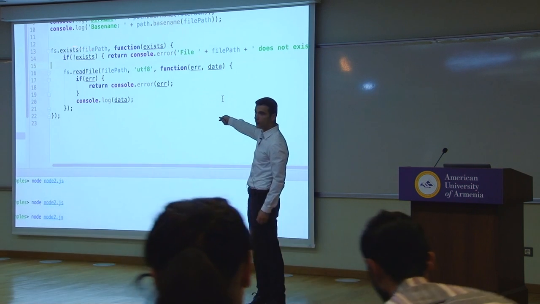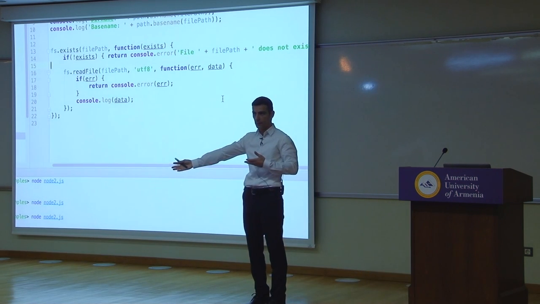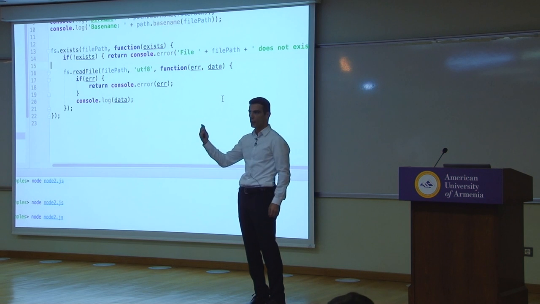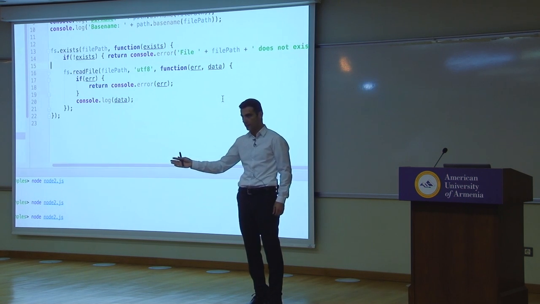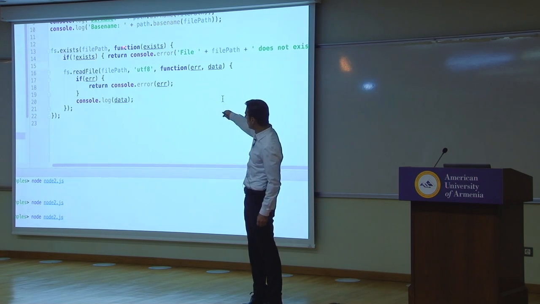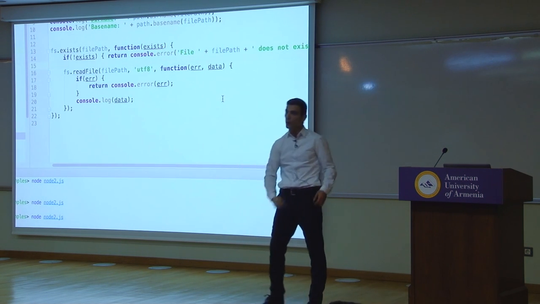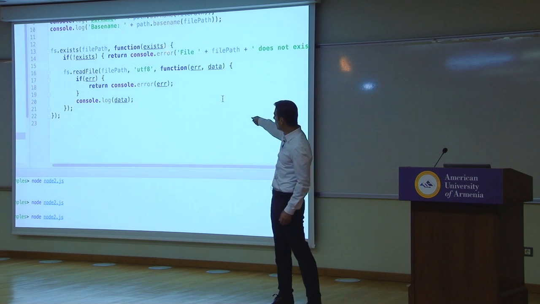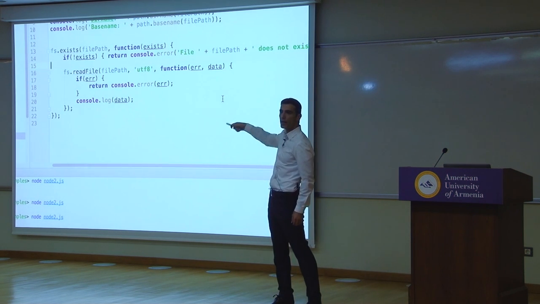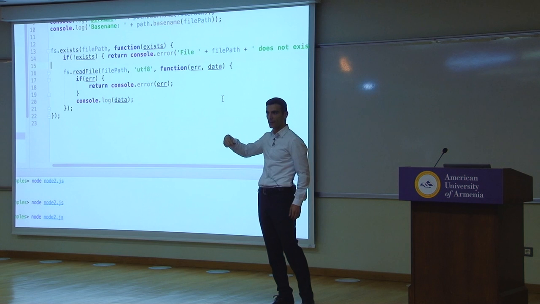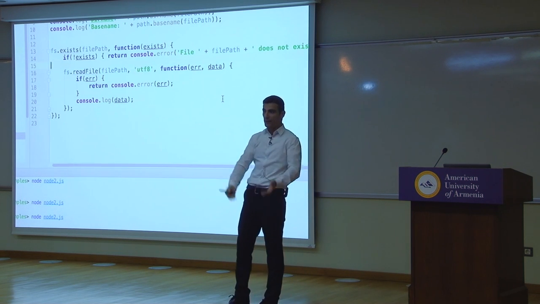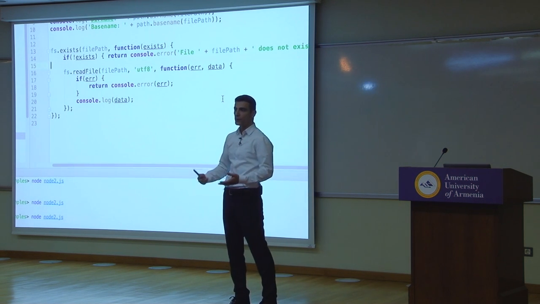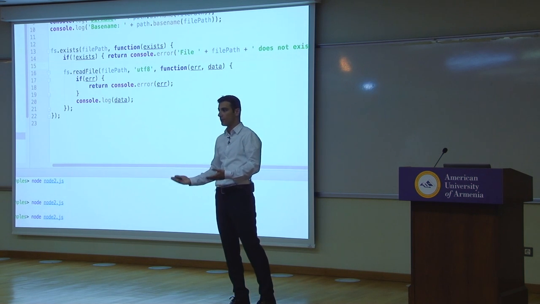You give it a path to a file, like c/foo/hello.txt. You give it there. It will call back your function after it has figured out whether it exists or not with a Boolean value, a true or a false. If it's true, the file exists on your computer. If false, the file does not exist on your computer.